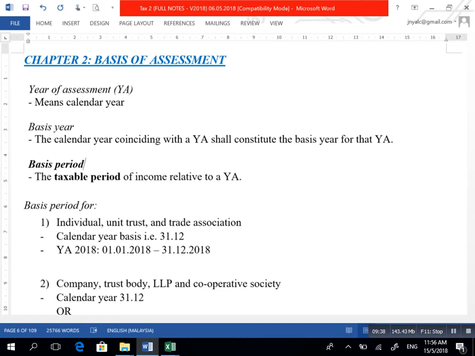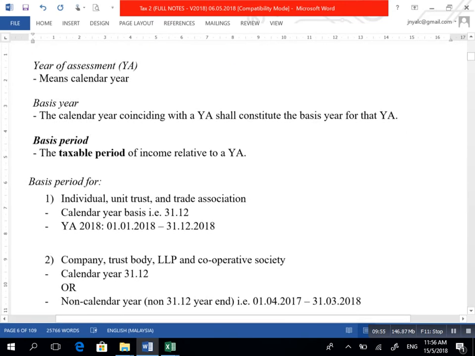So the basis period for individual, very simple. Follow calendar year basis. Calendar year again means January to December, as usual. Individual, very simple. Like for example, YA 2018, it will be 1st January 18 until 31st December 18. This is the basis period for the individual.